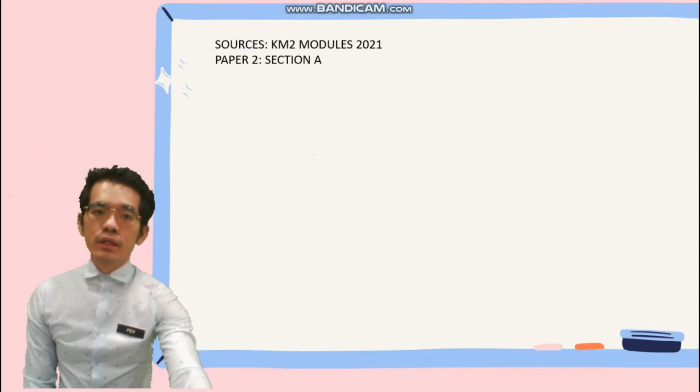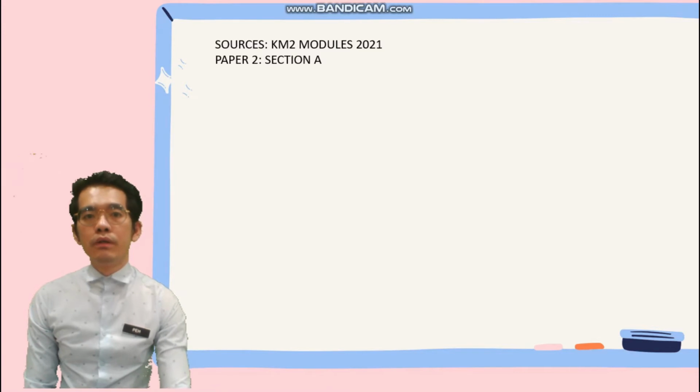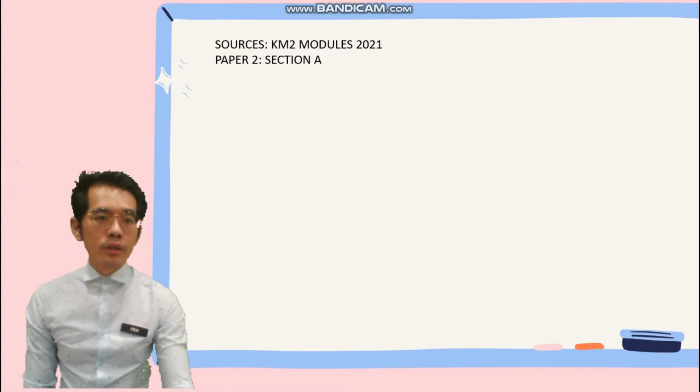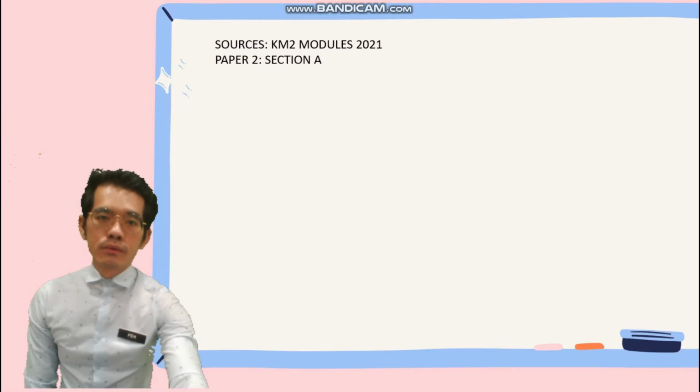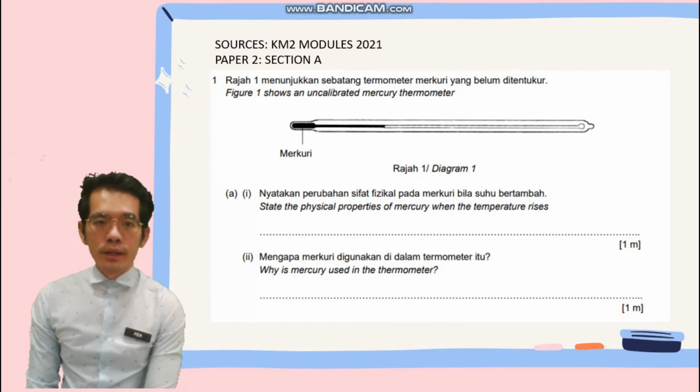The source of the question comes from Chem Square Module 2021. I'm going to discuss Section A, Paper 2 with you all. Let us read the question together. Figure 1 shows an uncalibrated mercury thermometer. State the physical properties of mercury when the temperature rises.